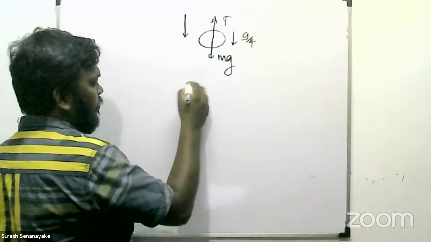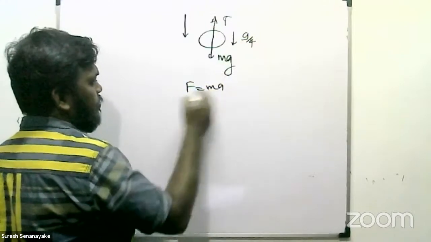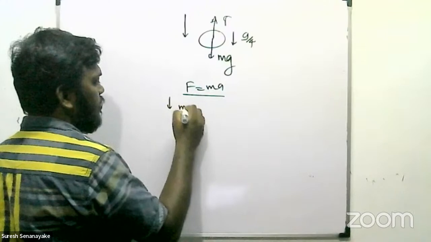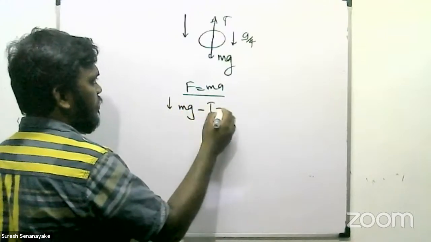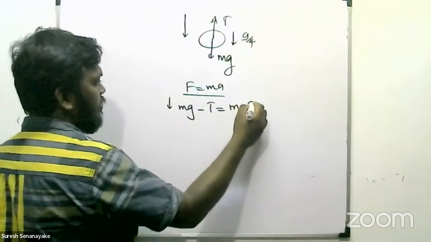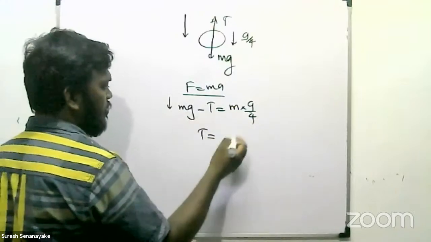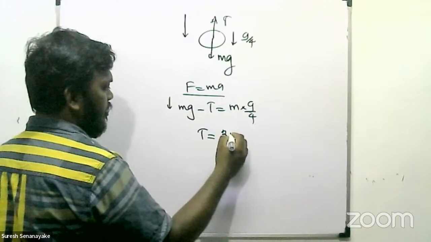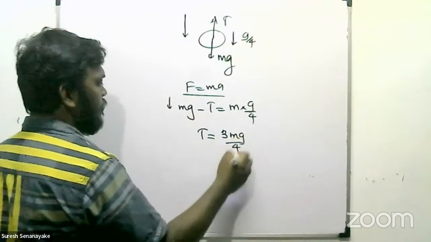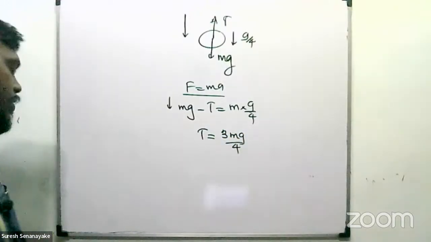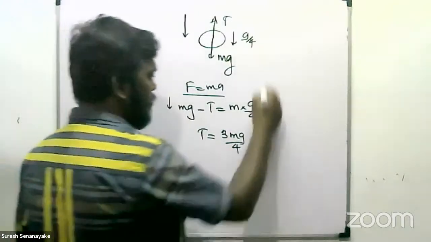Taking downward as positive, ma equals mg minus T, that's equal to m times the acceleration, which is g over 4. Then T equals 3mg over 4, 3/4 of the weight.